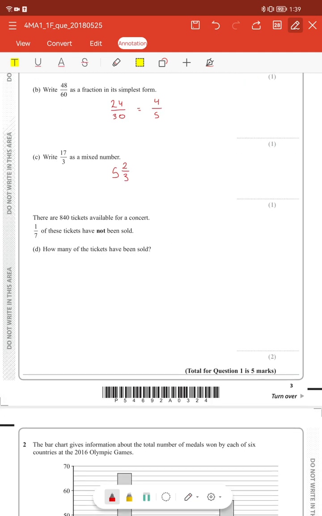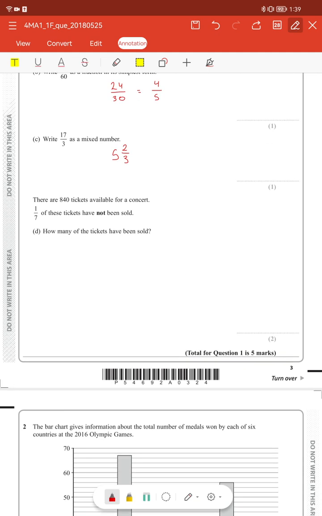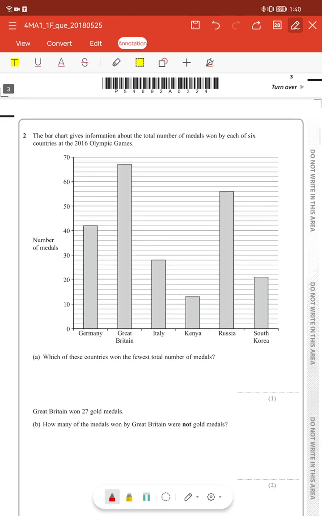So if there are 840 tickets available for a concert, 1/7 have not been sold. How many have been sold? So that means 6/7 must be sold. So 6/7 of 840 are sold. So remember, in maths, 'of' means times. So we do 6/7 times 840, which would be 720 tickets.